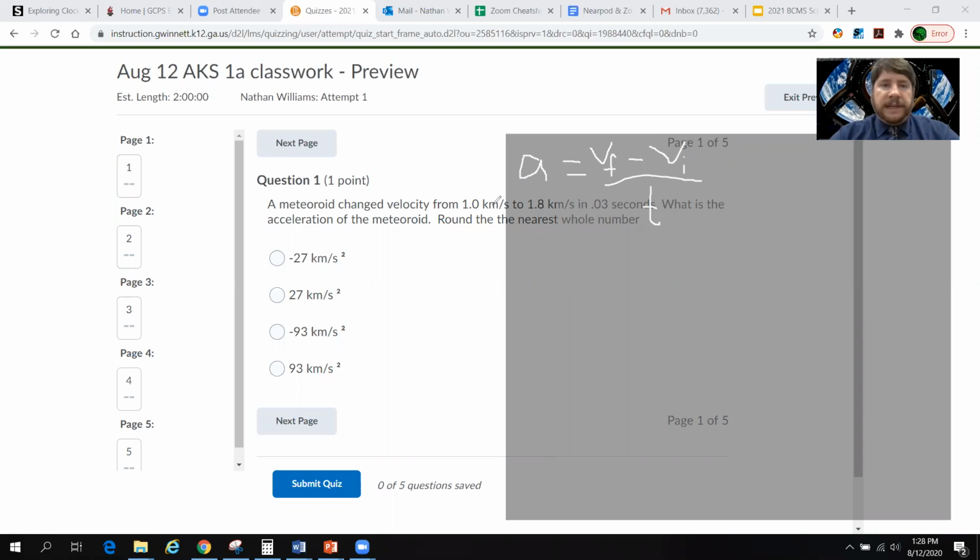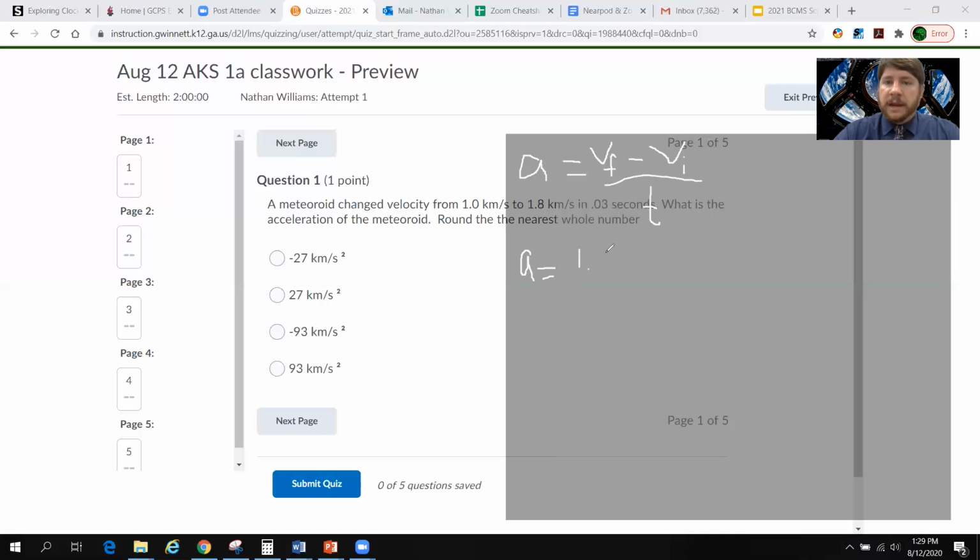All right, so the question says it changed velocity from 1 kilometer per second to 1.8 kilometers per second in 0.03 seconds. So which variable is which here? Well, the change in velocity goes from 1.0 kilometers per second to 1.8. So the 1.0 comes first, it's earlier, it's initial, and then the 1.8 comes later, it's the final. And don't forget, like the formula says, we want to write our final velocity first in the formula. So it kind of sounds backwards, but that's what we're going to do. So our final velocity is the one that occurs second, and that's our 1.8.